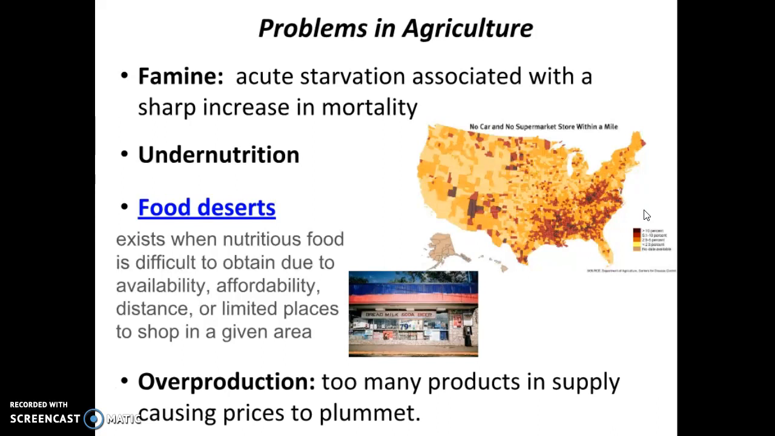You also have the problem of overproduction, which sounds silly because too much food doesn't really sound like a problem. But if there is too much food supplied, then that actually causes the prices to plummet. And if the prices plummet, farmers aren't able to pay back their loans, and that becomes a major problem.